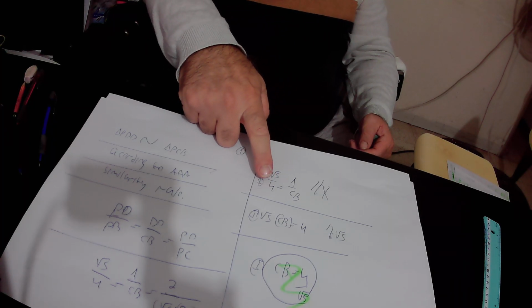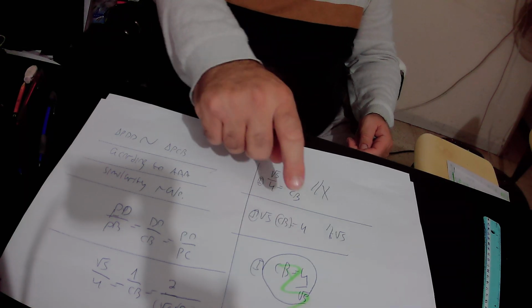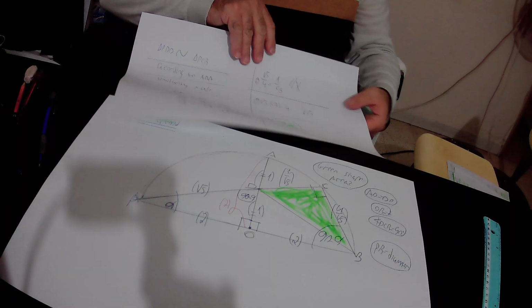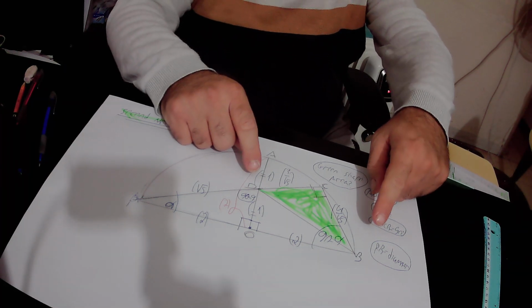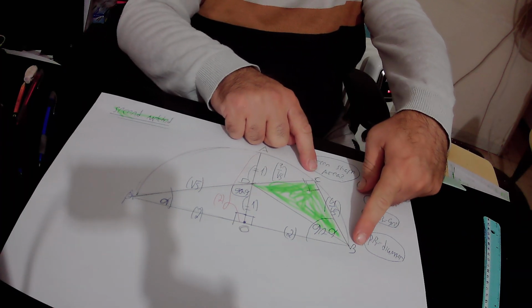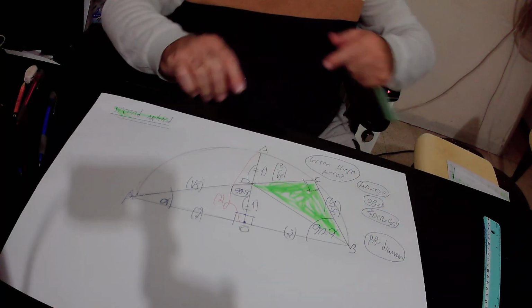Here we divide the equation by the square root of 5 and find that CB equals 4 over square root of 5 units. This is the missing side CB. It equals 4 over square root of 5 units.